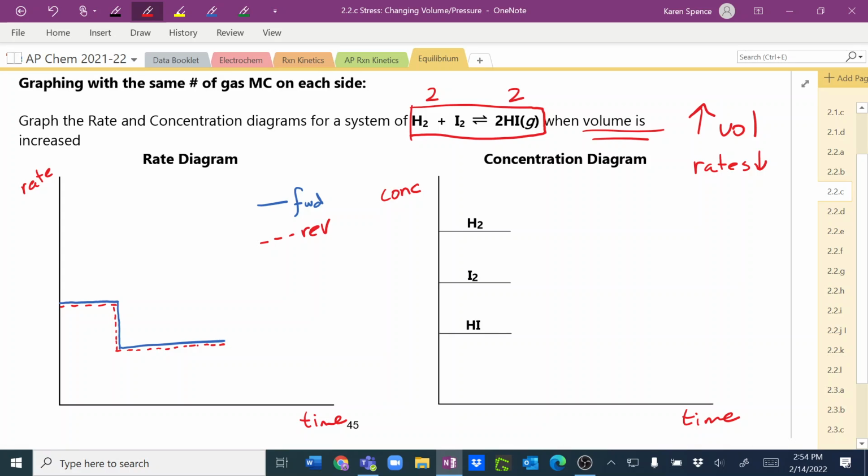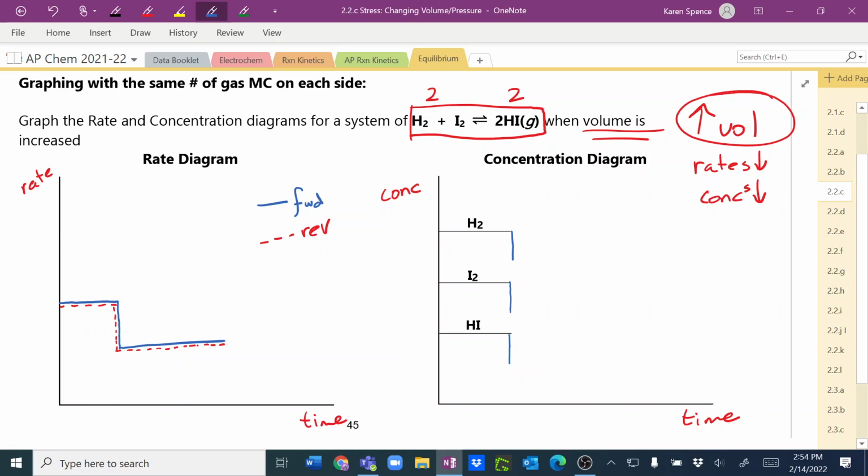All right, now our concentrations. What happens when our volume increases? What happens to our concentrations? The concentrations all decrease, yes, because we're now in more space. So they are all going to go down, and we're not going to worry about how much because otherwise HI might fall off the bottom of the page, and they would overlap each other and it'd be awkward.